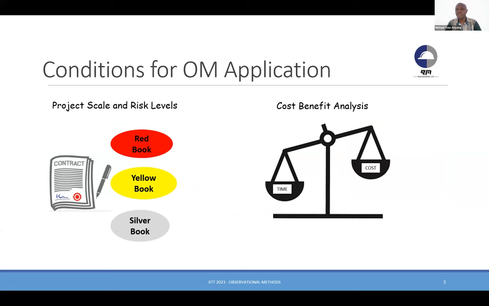we run more by the FIDIC forms of contract, the red, the yellow, and the silver. Because most of our projects are not so complex, it's quite easier to go by the red book, which is designed by the client. Design is closed, contract is awarded, contractor comes in. Most often in such situations, OM is not practicable, and I think that is where we find ourselves. For that reason, some of us are not exposed to the benefits and even the use of the OM.